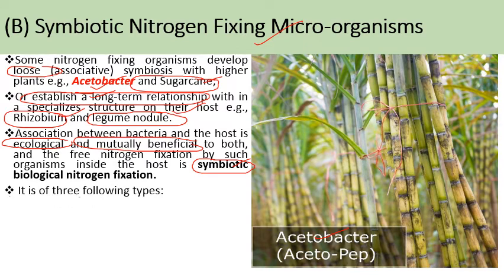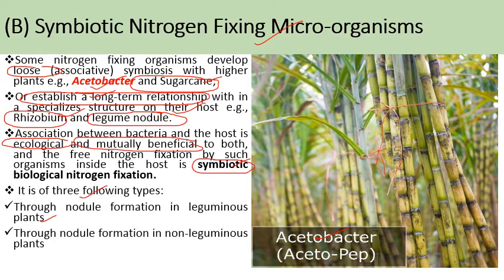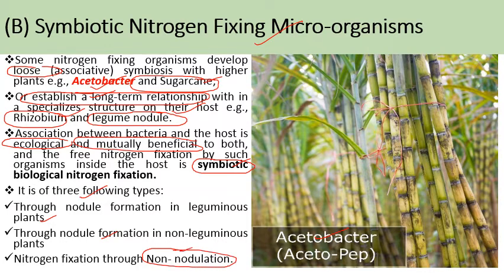It is of three following types. First one, through nodule formation in leguminous plants, then through nodule formation in non-leguminous plants, and the third one is nitrogen fixation through non-nodulation, जिसमें कोई भी nodules नहीं बनते. So there are three ways by which nitrogen fixation occurs in the plants by microbes.